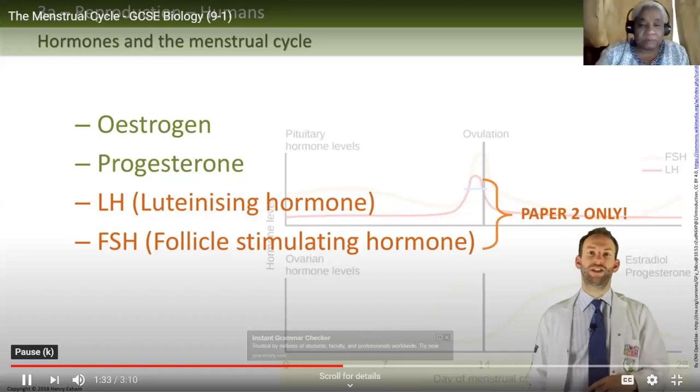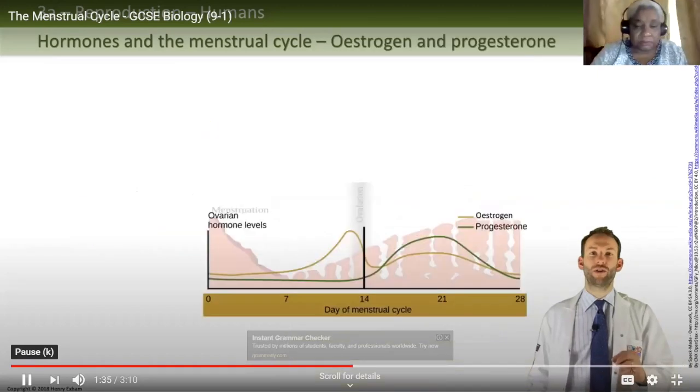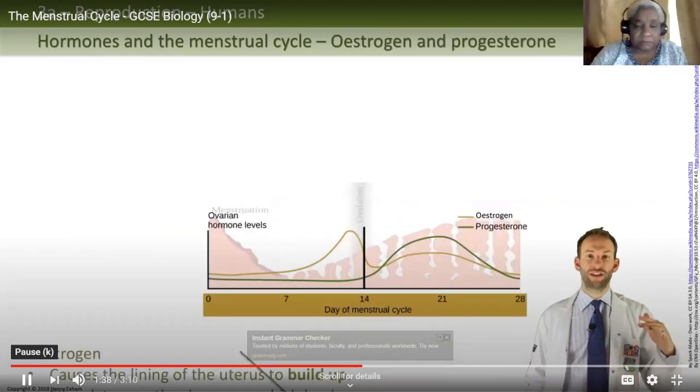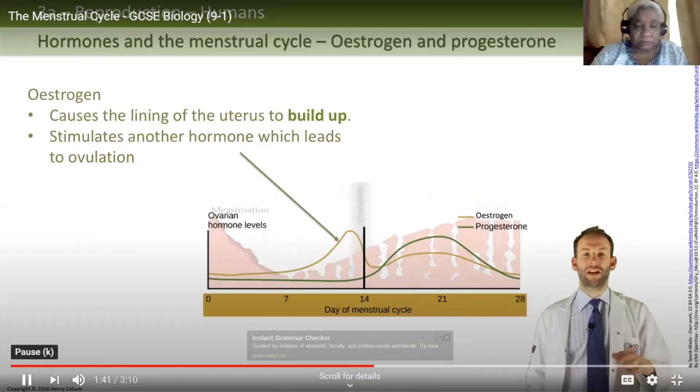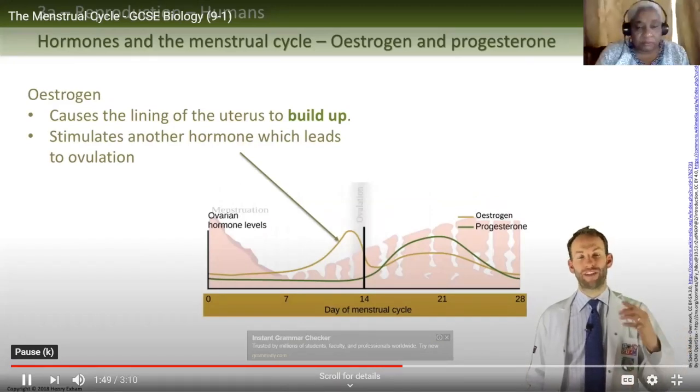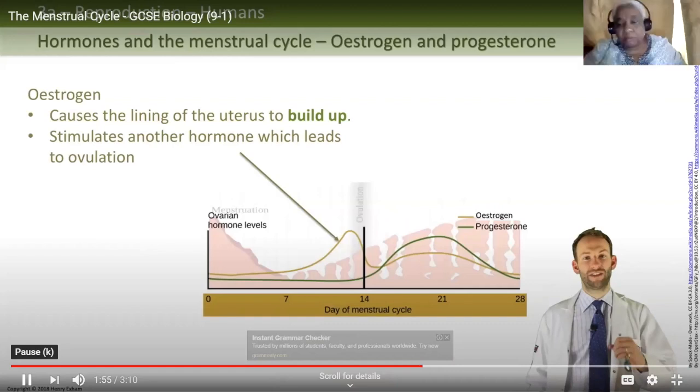About all 4, LH and FSH as well. Now, estrogen and progesterone are both produced in the ovaries. Estrogen, as you can see here, spikes sort of early on between about day 7 and about day 12. And what it does is it causes the lining to build up, for the lining to get thicker and thicker. And it also stimulates another hormone which is going to lead to that egg being released.